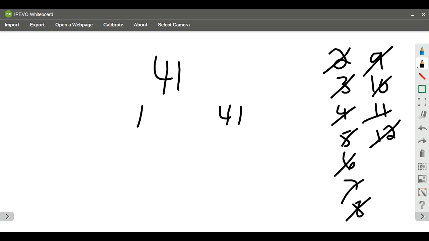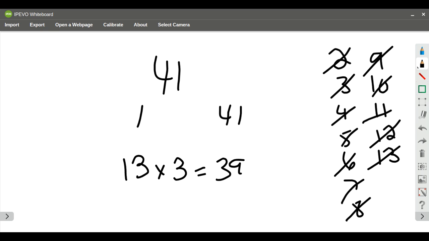So at this point in time, I'm pretty confident saying that this is going to be a prime number. I could check 13 just to make sure. And so when I take a look at 13, if I do 13 times 3, that gives me 39. So it's not divisible by 13. So 41 is going to be a prime number because it has exactly 2 factors, 1 and itself.